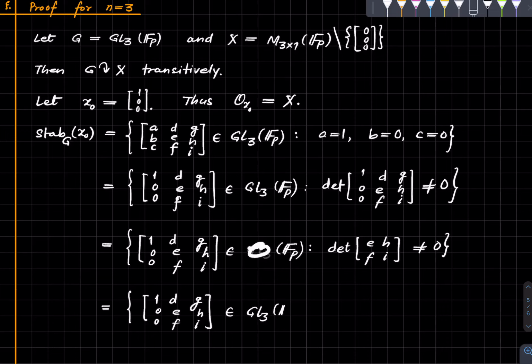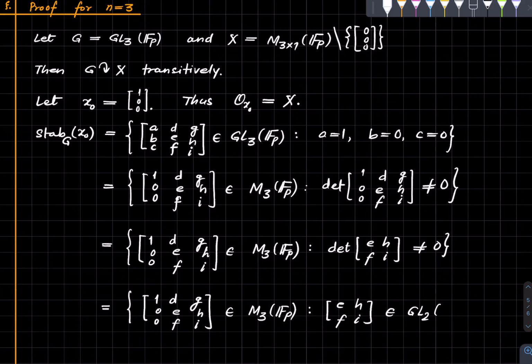Sorry, here I meant to write M3. That's what I meant. Sorry about that. So this is the set of matrices in M3FP such that the matrix E H F I is in GL2FP. Non-zeroness of the determinant is the same as saying the matrix is in GL2FP. So now what is the stabilizer? For the stabilizer, you can choose whatever you want in place of D and G, and here you are constrained to choose an invertible 2 cross 2 matrix over FP.